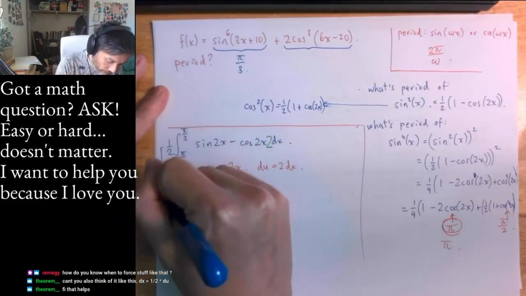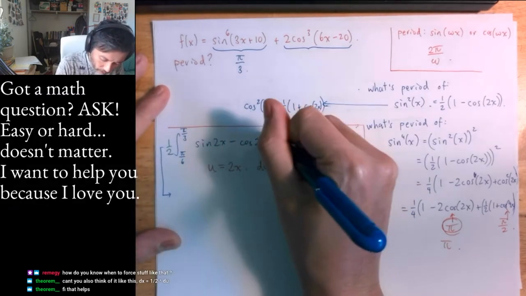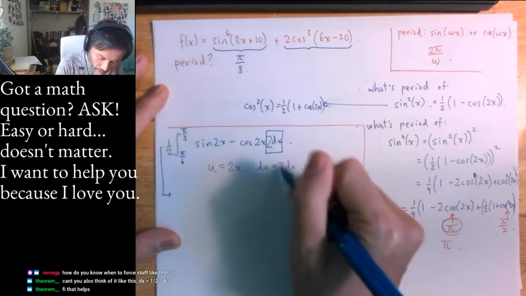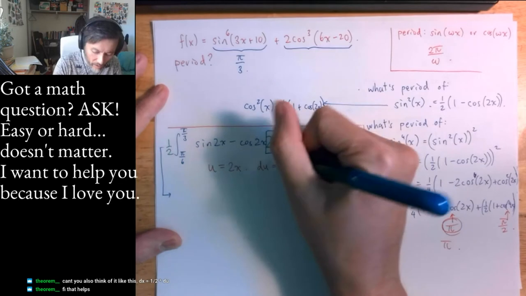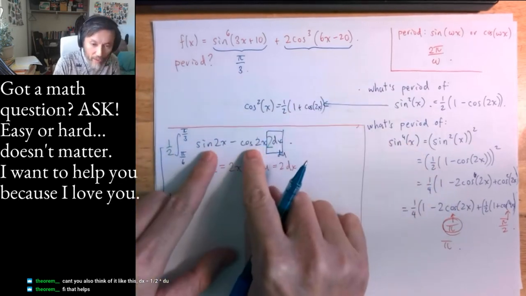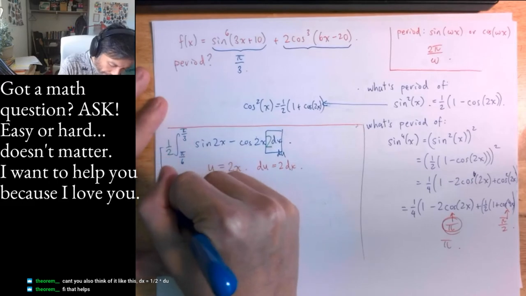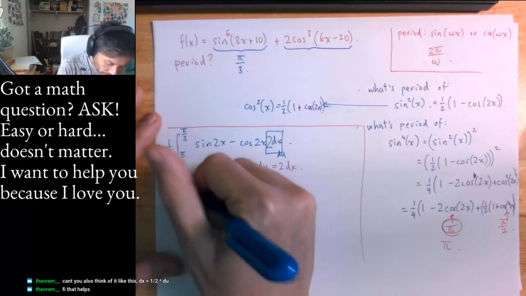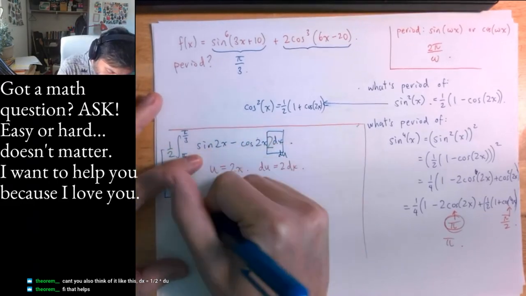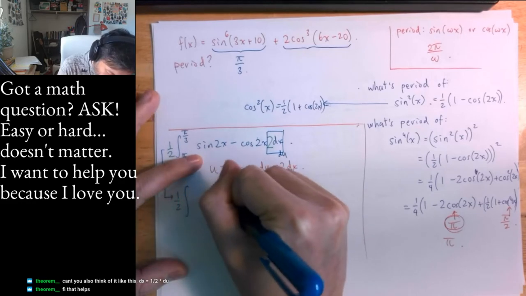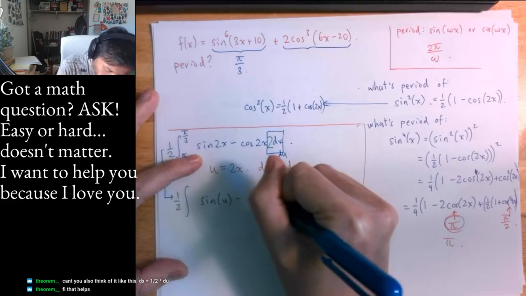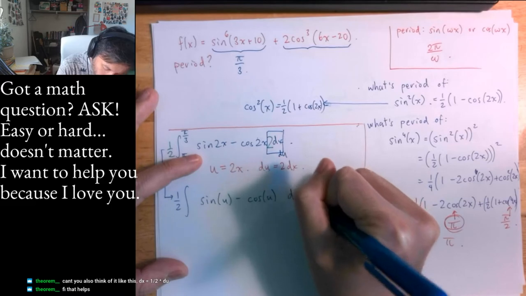So what we're going to do is this part right here, that's going to become our du. You see, this is du. And then we can rewrite these other bits in terms of u. So what we get is 1/2, that's that 1/2, integral of sine of u minus cosine of u du. Are we comfortable?